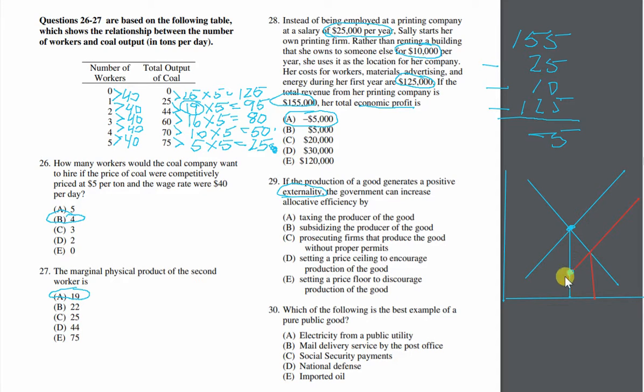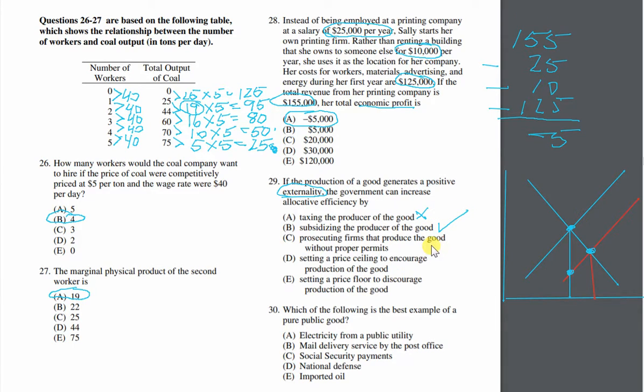And when they do that, the supply curve is going to move to the right. You're going to get a new price, which is now lower, which is what the government intends. They want more people buying it, and you can see that the quantity also goes up. So by subsidizing a firm, they could increase the quantity and lower the price to the consumer. So let's take a look at the choices. Taxing the producer of the good, we know that has the opposite effect. Subsidizing the producer of the good, well, that is absolutely correct.